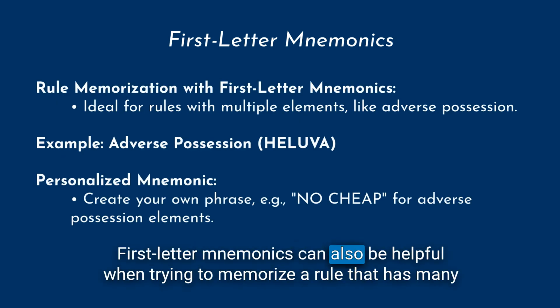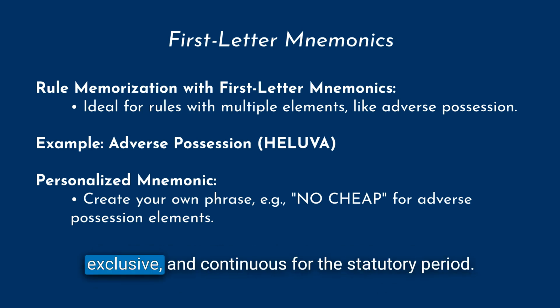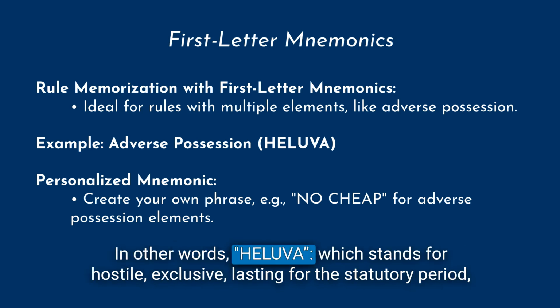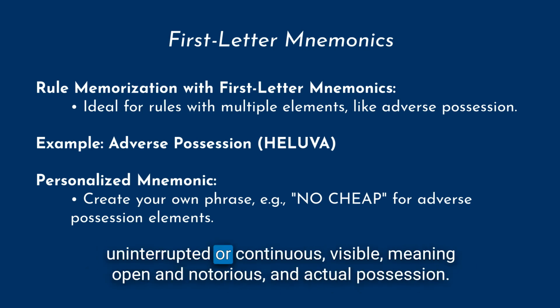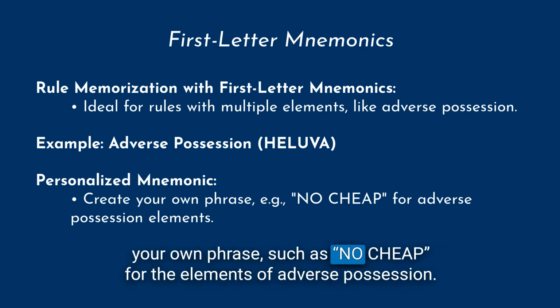First letter mnemonics can also be helpful when trying to memorize a rule that has many required elements, such as the requirements for adverse possession: actual, open and notorious, exclusive, and continuous for the statutory period. In other words, "HELUVA," which stands for hostile, exclusive, lasting for the statutory period, uninterrupted, or continuous, visible, meaning open and notorious, and actual possession. If popular first letter mnemonics don't trigger the right words in your mind, you can create your own phrase, such as "no cheap," for the elements of adverse possession.